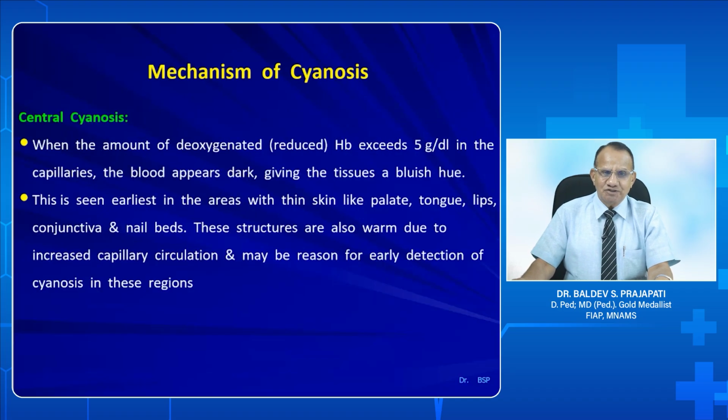What is the mechanism of cyanosis? It may be central cyanosis. That means when the amount of deoxygenated or reduced hemoglobin exceeds 5 gram per deciliter in the capillaries, the blood appears dark, giving the tissues a bluish hue. This is seen earliest in areas with thin skin like palate, tongue, lips, conjunctiva, and nail beds. These structures are also warm due to increased capillary circulation, and that may be the reason for early detection of cyanosis in these areas.